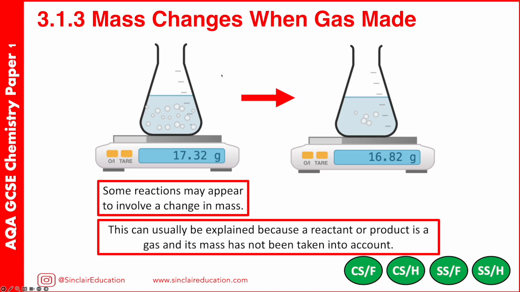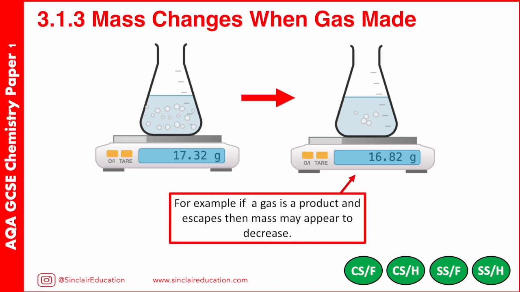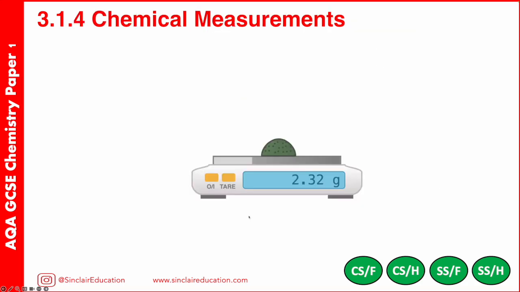If we see that masses have mysteriously increased, it's because a reactant would have been a gas from the air that wasn't originally measured at that point, but has become incorporated into the new compound that's been made. So here our gas is a product, and so we've appeared to have a decrease in mass. If a gas is a reactant, we can sometimes see that the mass has increased.